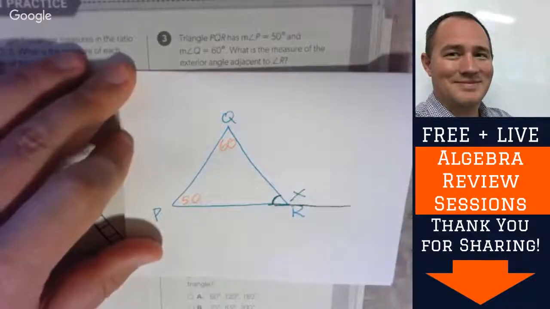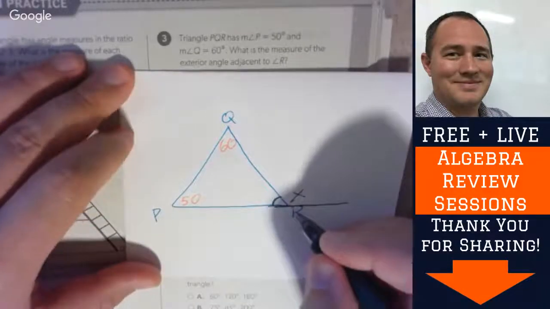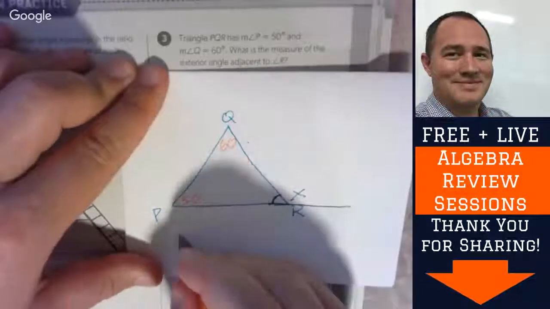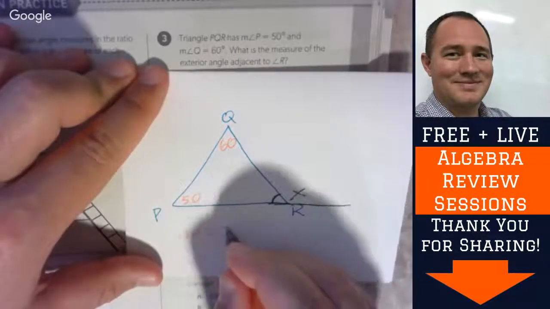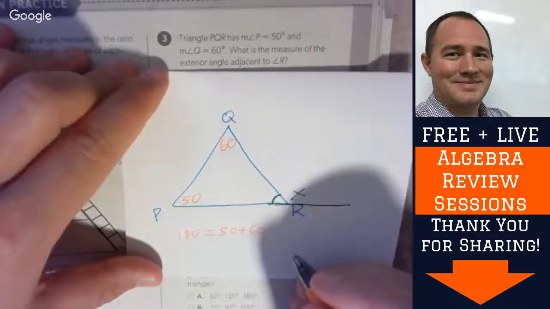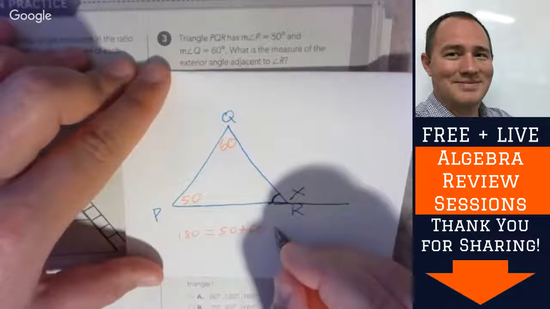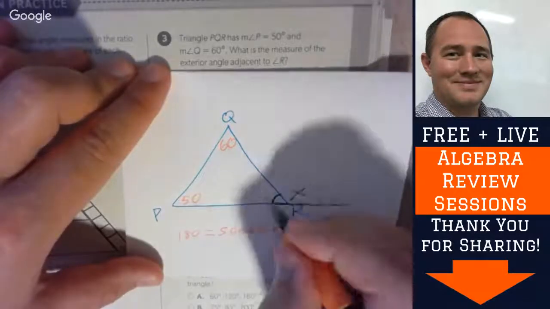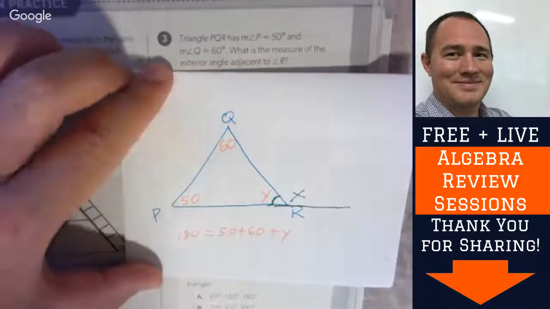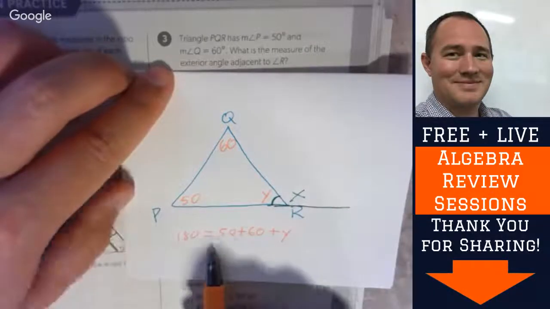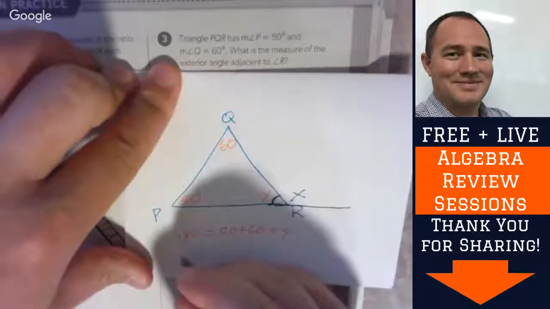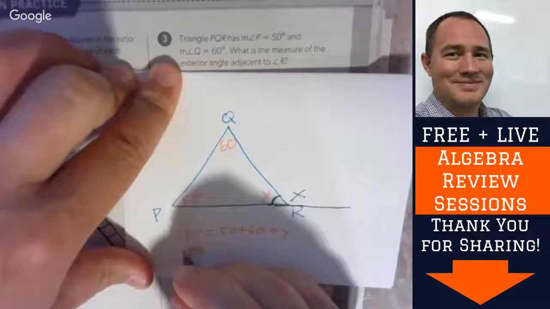So let's find what angle QRP would be. And it's going to be 180 equals 50 plus 60 plus, we'll call it angle Y. Okay. So 180 take away 110 will give us 70. Oops, not 170, 70.